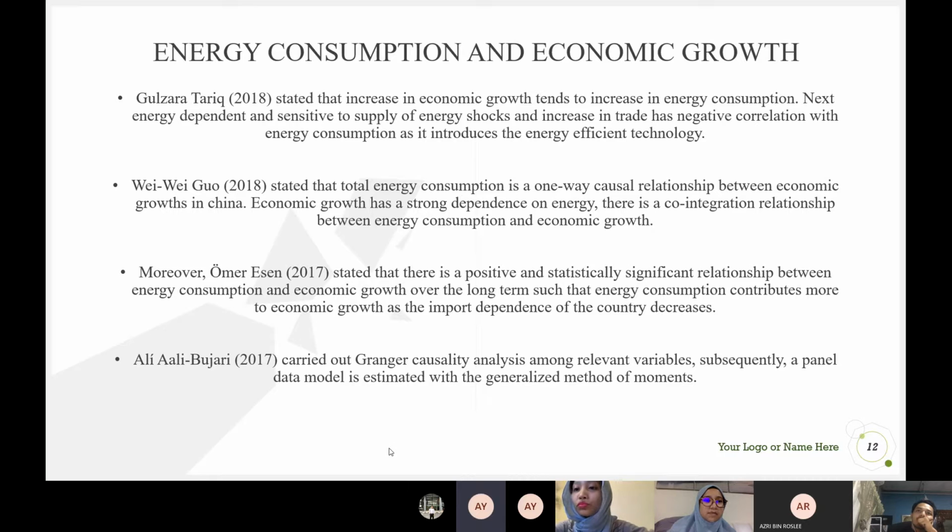Next, energy independent and sensitive to supply of energy shortage. An increase in trade has a negative correlation with energy consumption as it introduces energy efficient technology. In this situation, policymakers should find a way to improve the economy with efficient resources so that energy consumption will be lower. Supported by Weiwei Go 2018, who stated that total energy consumption has a one-way causal relationship with economic growth in China.